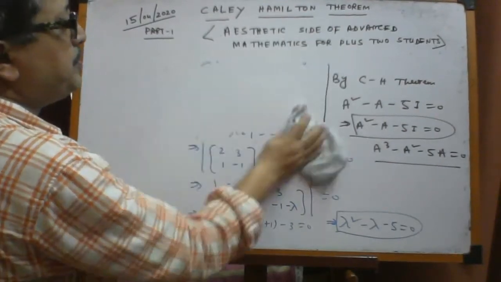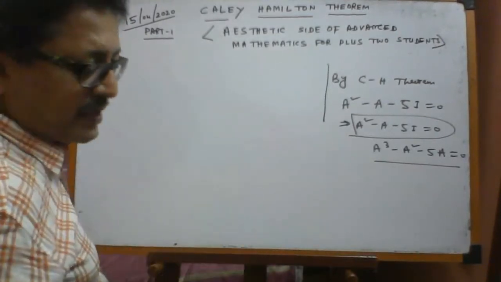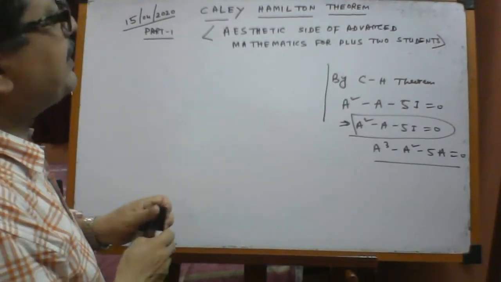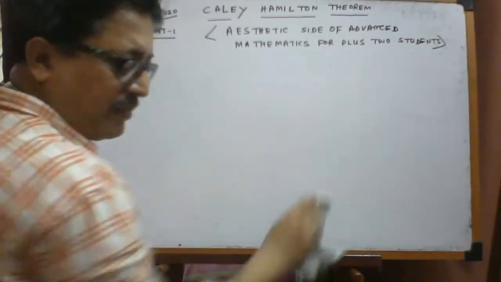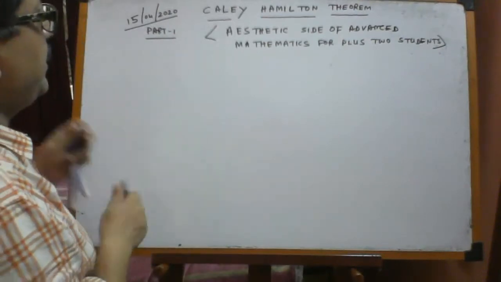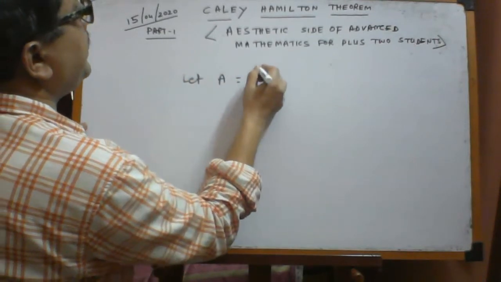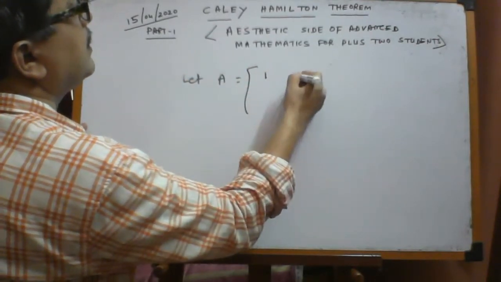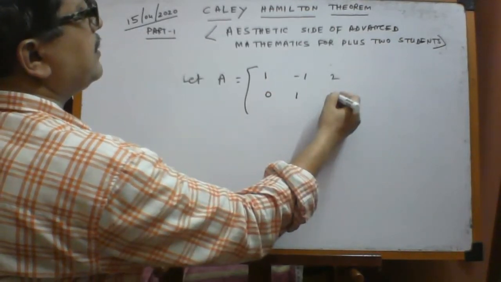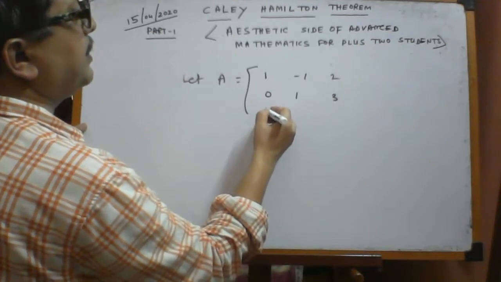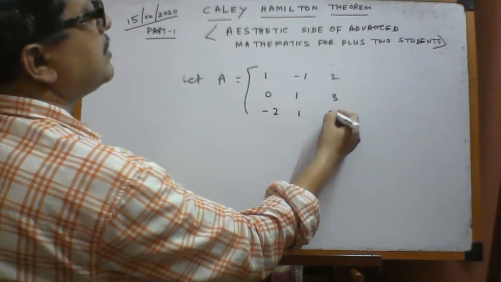Now I am going to show you the ease of calculation for a 3 cross 3 ordered matrix. If I take a 3 cross 3 ordered matrix, let's see how it works. For Cayley-Hamilton theorem, let us take A equal to [1, minus 1, 2; 0, 1, 3; minus 2, 1, 0].